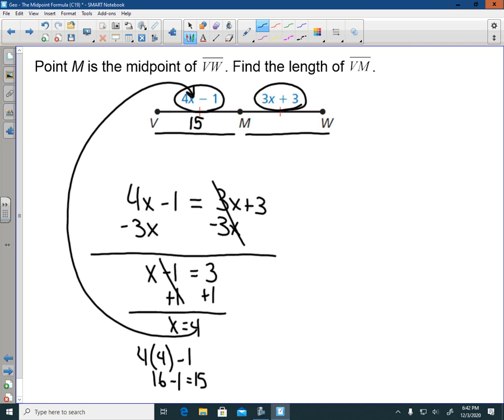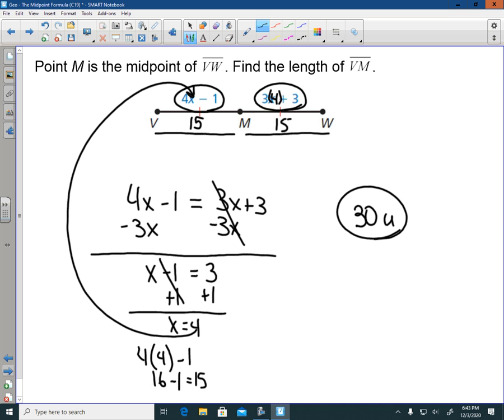Now, since those are congruent, we can go ahead and assume that MW is also 15, but we can also make sure that it is by putting that 4 in here as well. Is 3 times 4 plus 3 15? It sure is. And so we know we've got the right x. It's a good idea to check. So finally, we can find the length of VM. It's going to be 15 plus 15, or 30 units.